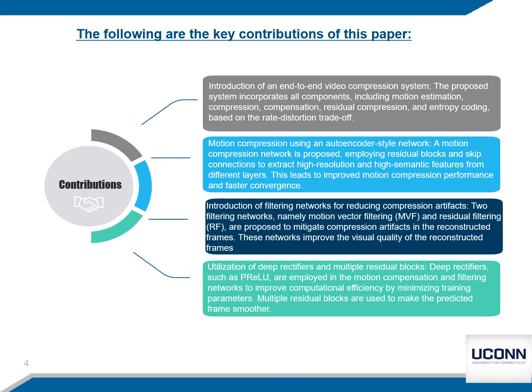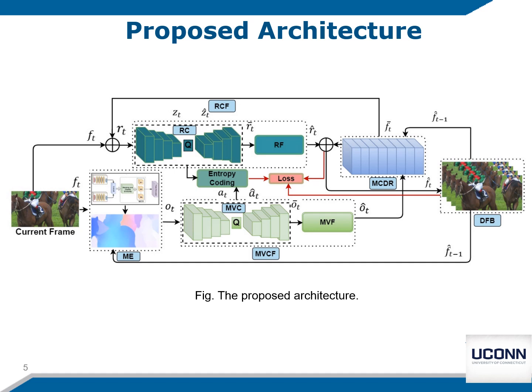Then we use deep rectifiers, PReLU, in the motion compensation and filtering networks to improve computational efficiency by minimizing the training parameters. And we also introduce multiple residual blocks in the predicted frame to make it smoother. So this is the proposed architecture of our paper.